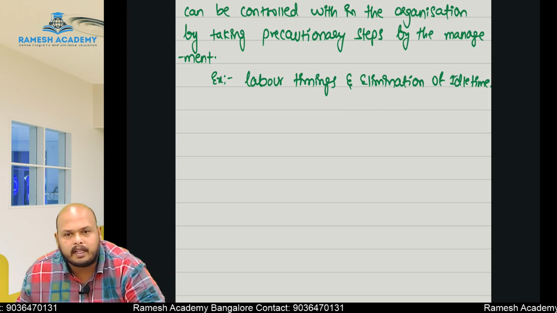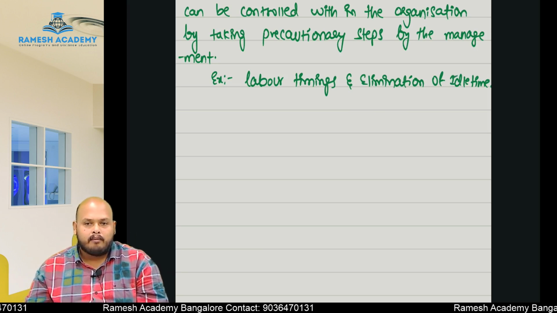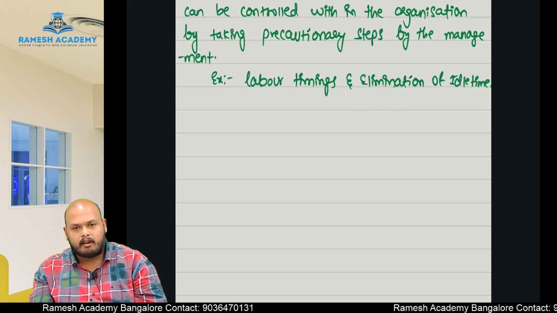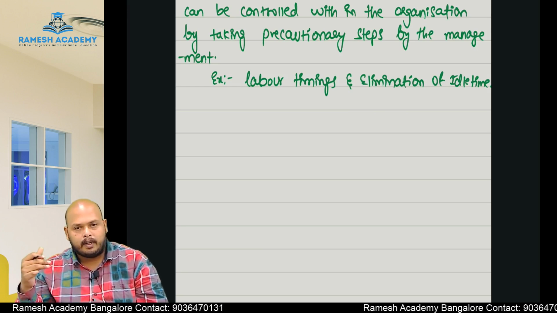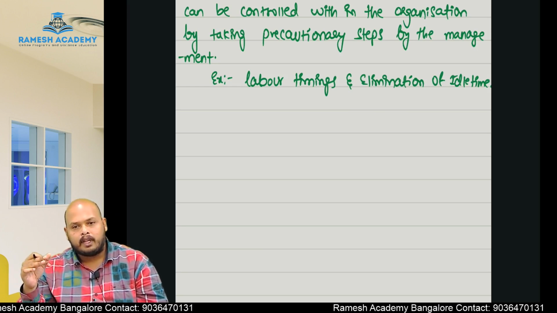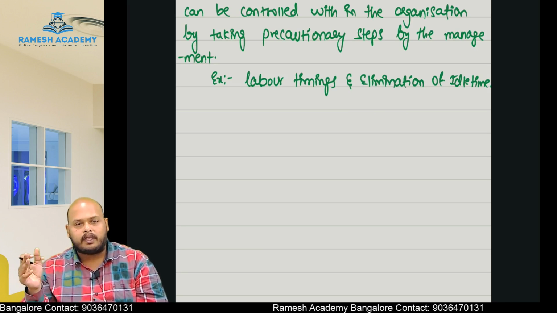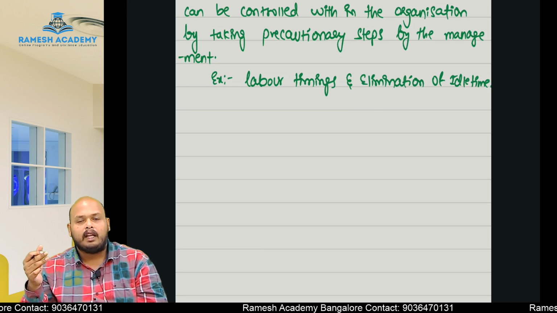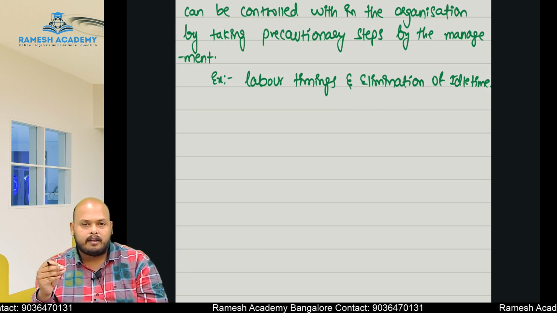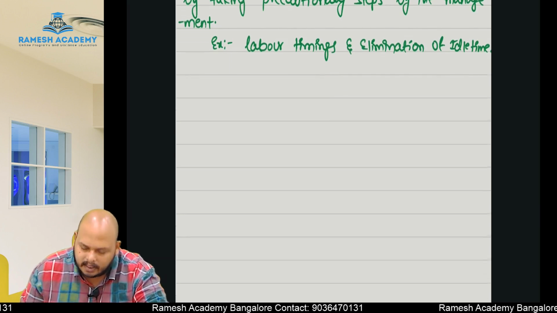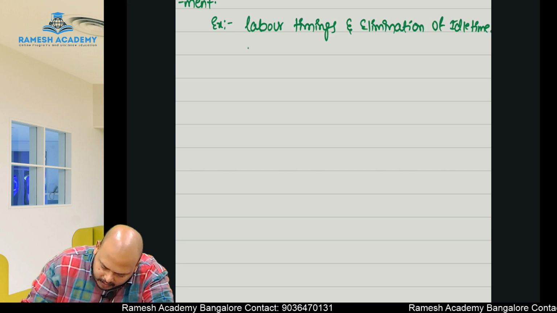So labor timings and elimination of idle time means there is no proper discipline between the employees in the organization. Employees are coming into the organization at their own time and leaving at their own time. They are not following proper timings. That is an internal thing which can be controlled by the organization by keeping proper timings. Okay? Material consumption.